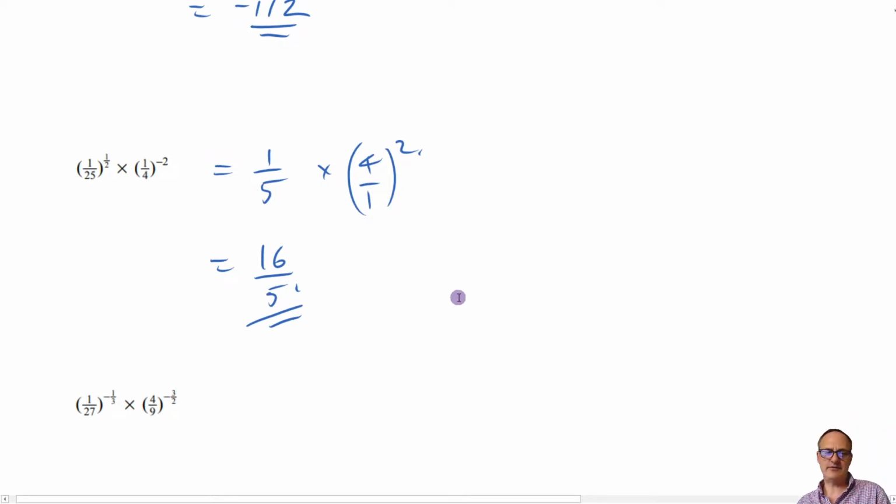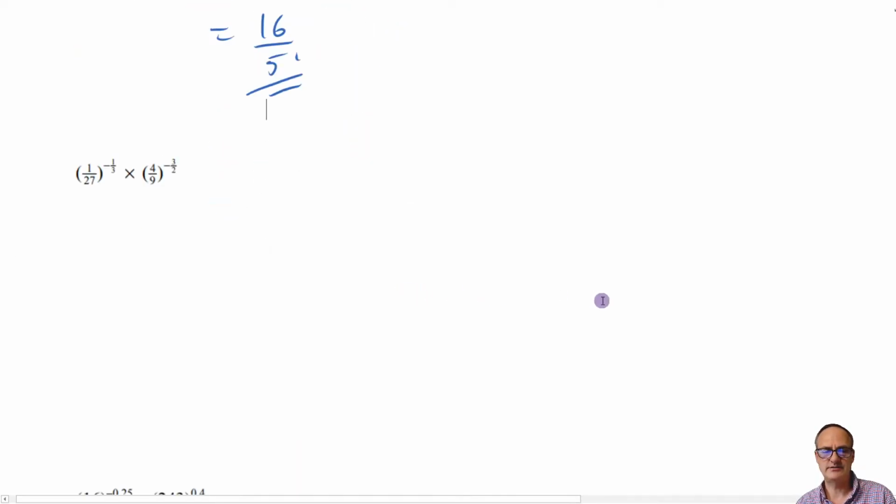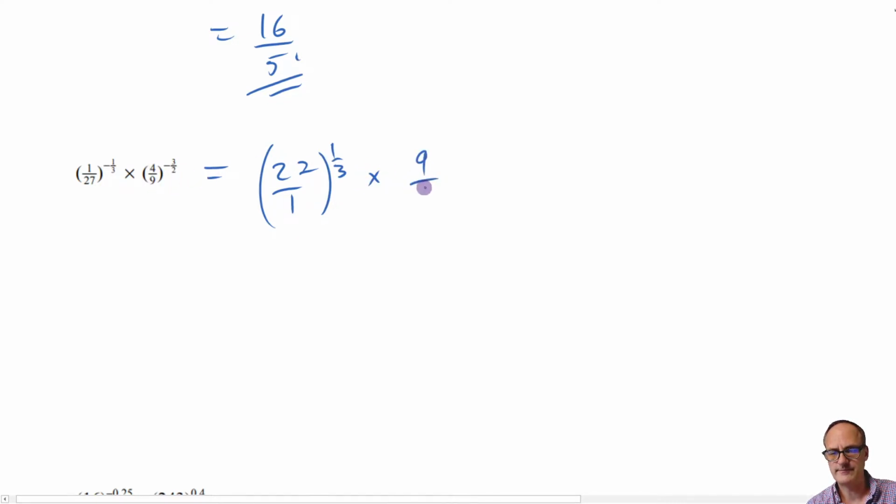Now I know you have your calculators available to you to do all of this, but it really is important that you can do these things in your head. You should be able to, being A-level mathematicians. So we're going to now flip this one to get rid of the minus, and we'll flip that one to get rid of the minus.